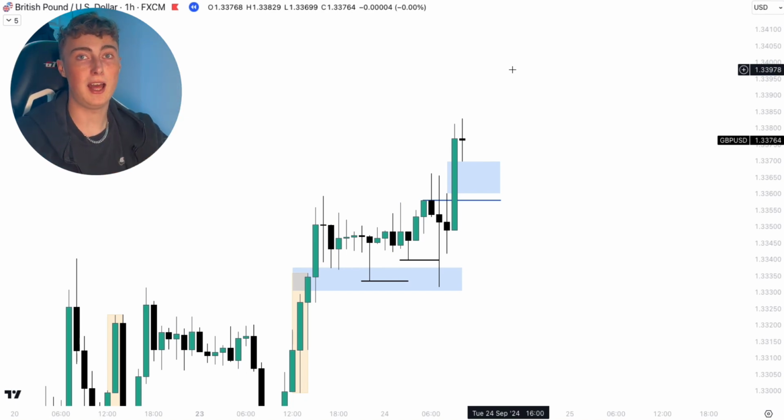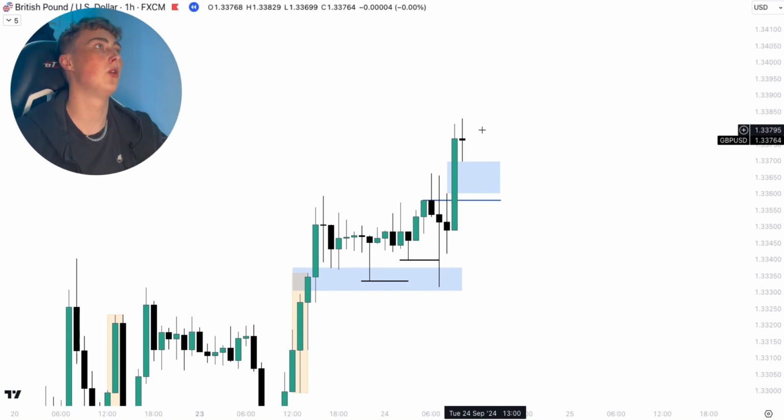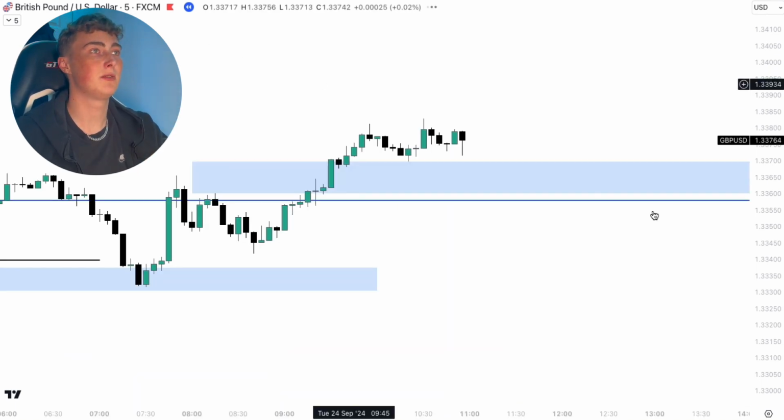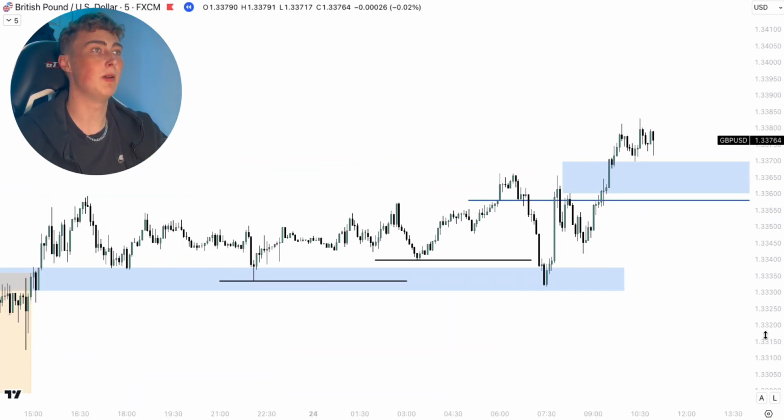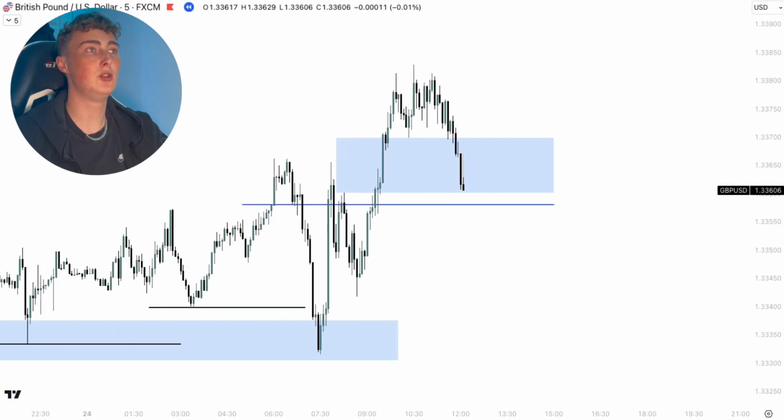So by doing that, there is no rule that says it has to be a specific one of these PD arrays. It just has to be any one of them, and time and price aligns. So let's jump onto the lower time frames, and I'll talk a little bit more about this and show you how it works. So playing it out, and we get to New York kill zone, right?